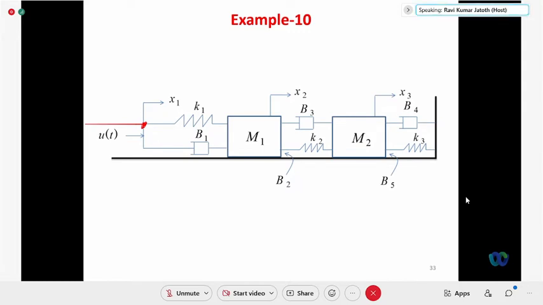Okay. Now coming to M1, I think this you can do very easily. So this is M1. Is there any direct force acting on M1? No, sir. So now displacement x2 is in this direction, to the right side. Now, when M1 is moving in the right direction, what happens to FB3? It is on the left side. So FB3 will oppose the motion.